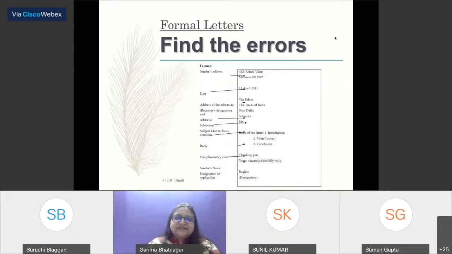So the first one is the sender's address on the top left corner. Leave a line, you tell your students leave a line, and then you have the date, and tell your students not to write D-A-T-E, date, because many of them do that. And then the address of the addressee. Salutation.